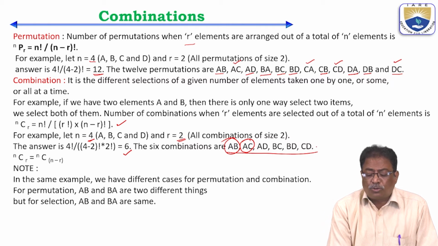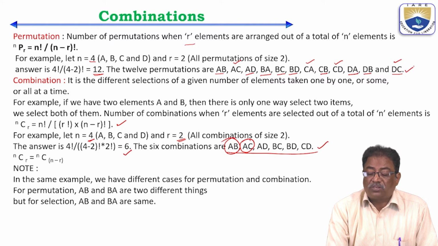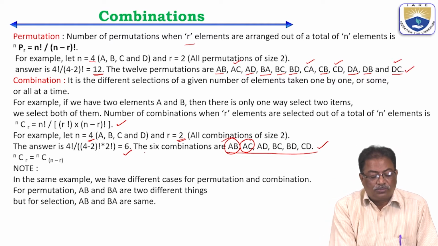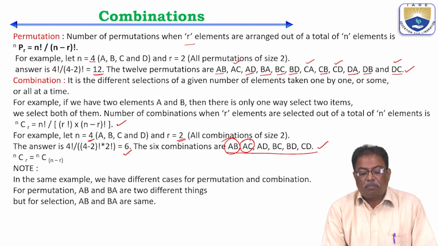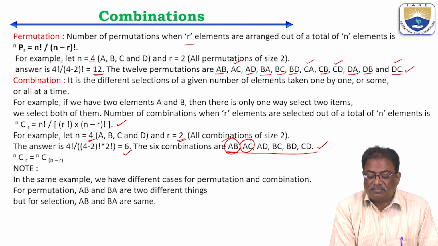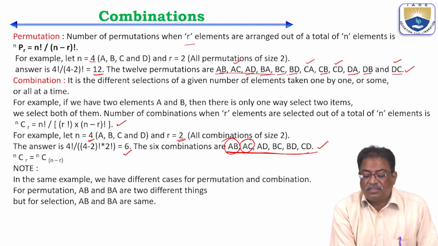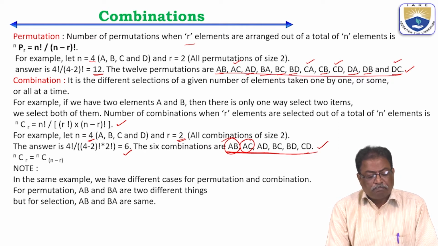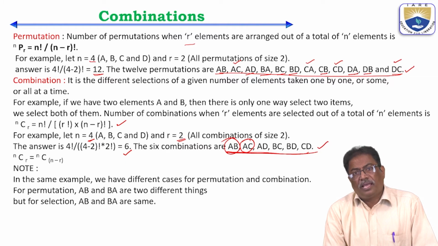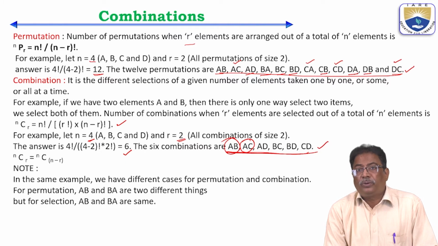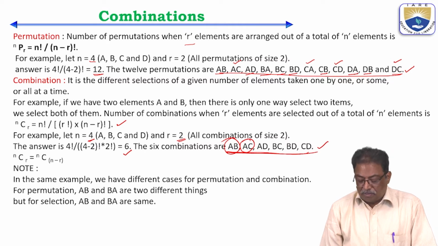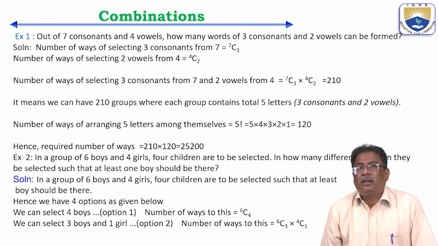That means the total number of combinations is the number of permutations divided by 2, which is nothing but 6 combinations. So these are the 6 combinations, whereas these are the 12 permutations. In permutation, AB and BA are 2 different things, whereas in combination, AB and BA are both the same.